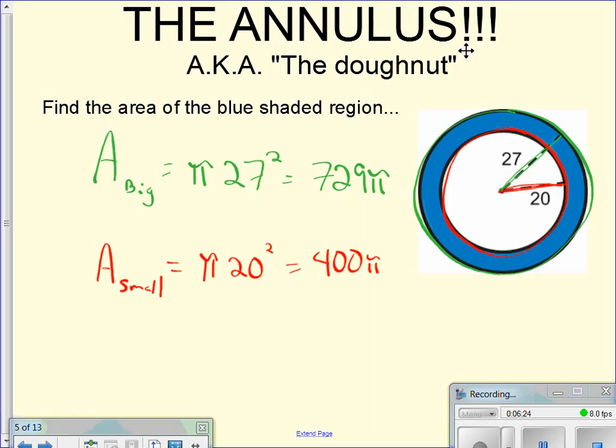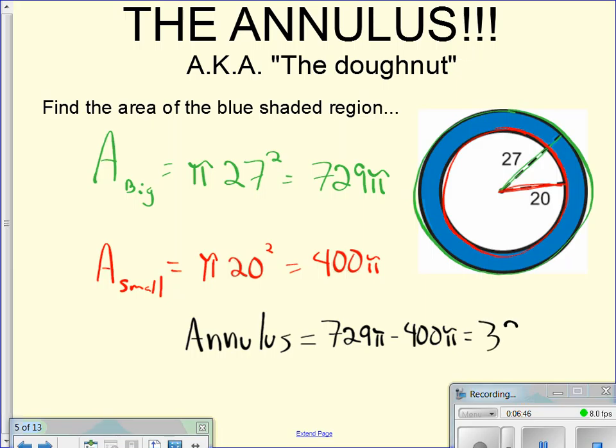Now, to find my annulus, I subtract the two, right? You find the big area, you take out the small area inside. So it's 729 pi minus 400 pi, and I get left with my final answer that I'm going to leave in terms of pi, 329 pi. No units given to me, so I'm just going to say units squared.